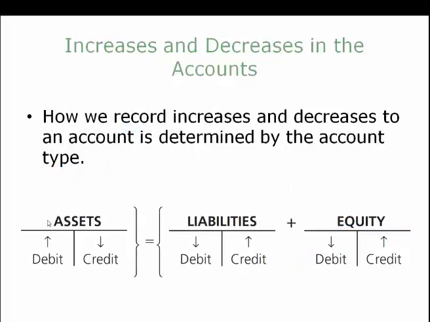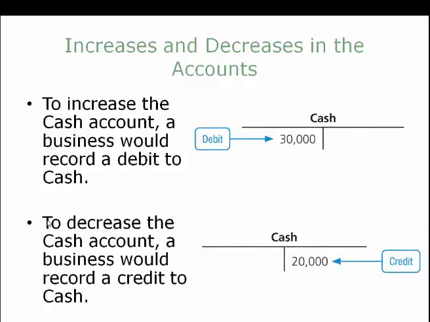And here's one way to look at how increases and decreases of accounts work. To increase an asset, you debit it. To decrease it, you credit it. To increase a liability, you credit it. To decrease a liability, you debit it. To increase equity, you credit. And to decrease it, you debit. So you notice the left side of the equation, the assets, you debit and you credit. So you can kind of see what happens here with the basic accounting equation and the T accounts.